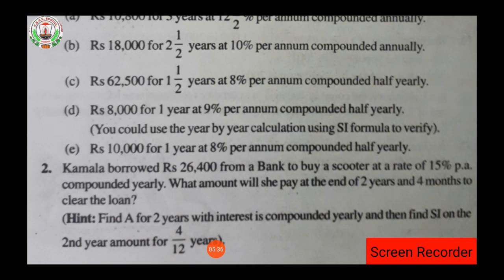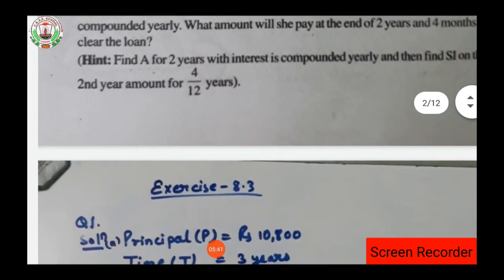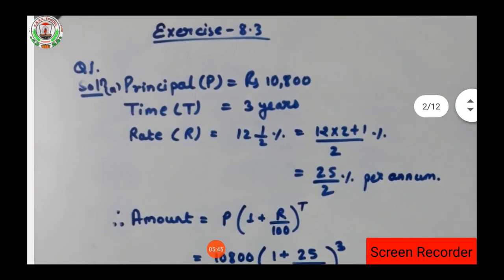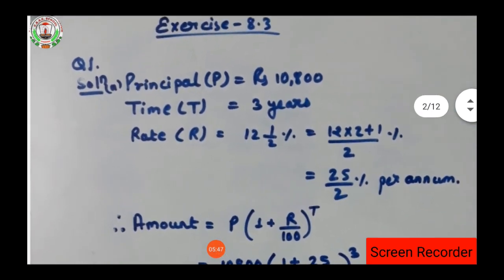So what do we have to find here? We have to find the amount in question number 2. Now let's see what the solution for question number 1 is. Question number 1 says that we have to find the compound interest as well as the amount. Okay, so A part.